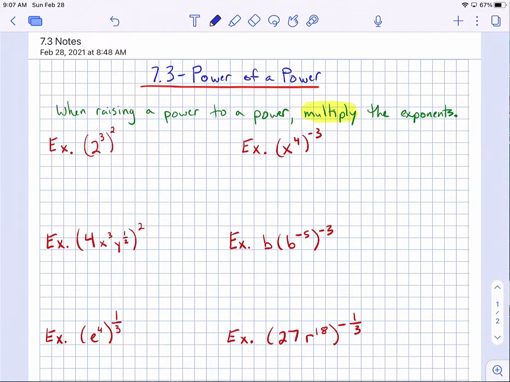All right, guys, 7.3 is power of a power is what I have titled it, even though it might be a little bit different if you look on it on MathXL. But this is what I wanted to call it.